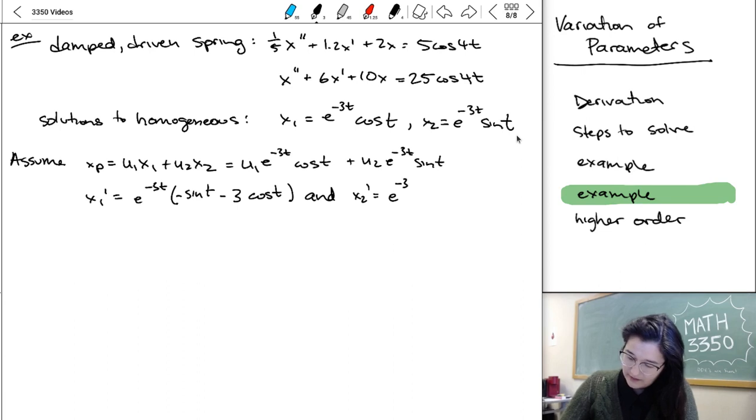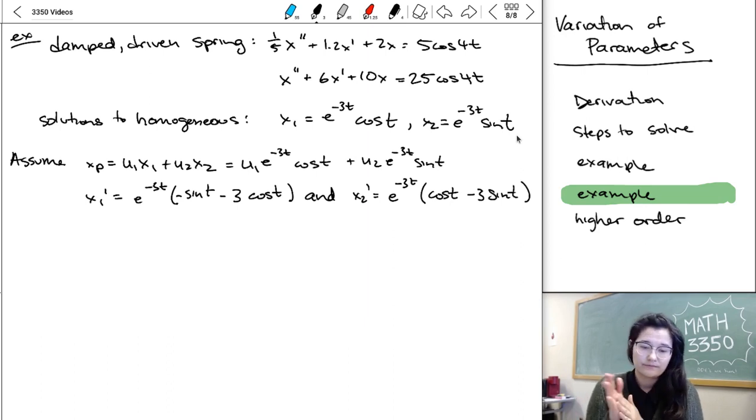For x2 prime, I've got that e to minus 3t. First I think about when I take the derivative of sine, that just becomes cosine t. And then I think about when I take the derivative of e, I get a minus 3, and sine stays the same, so I've got a sine t. And then I can calculate my Wronskian. So I've got x1 x2 prime minus x1 prime x2.